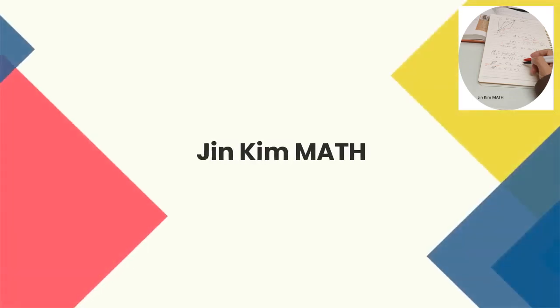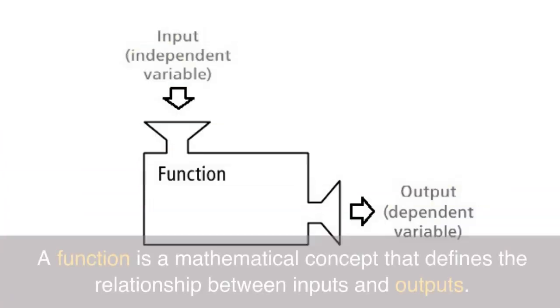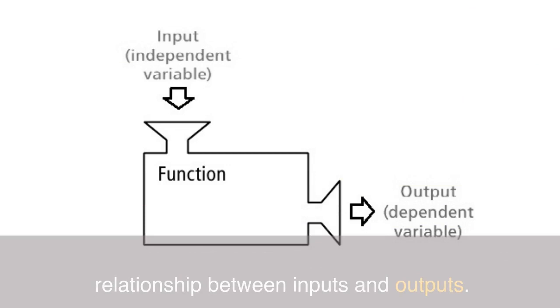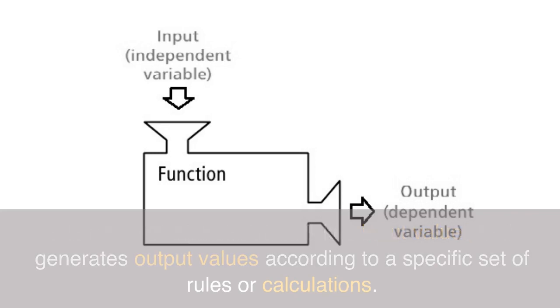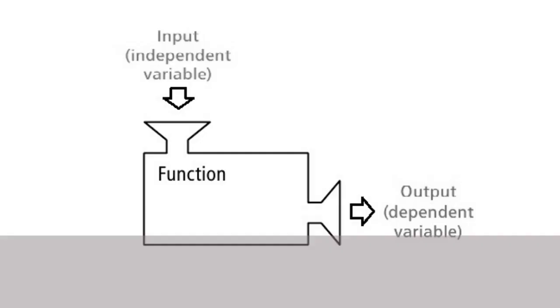Jin Kim Math. A function is a mathematical concept that defines the relationship between inputs and outputs. It is a rule or operation that takes input values and generates output values according to a specific set of rules or calculations.